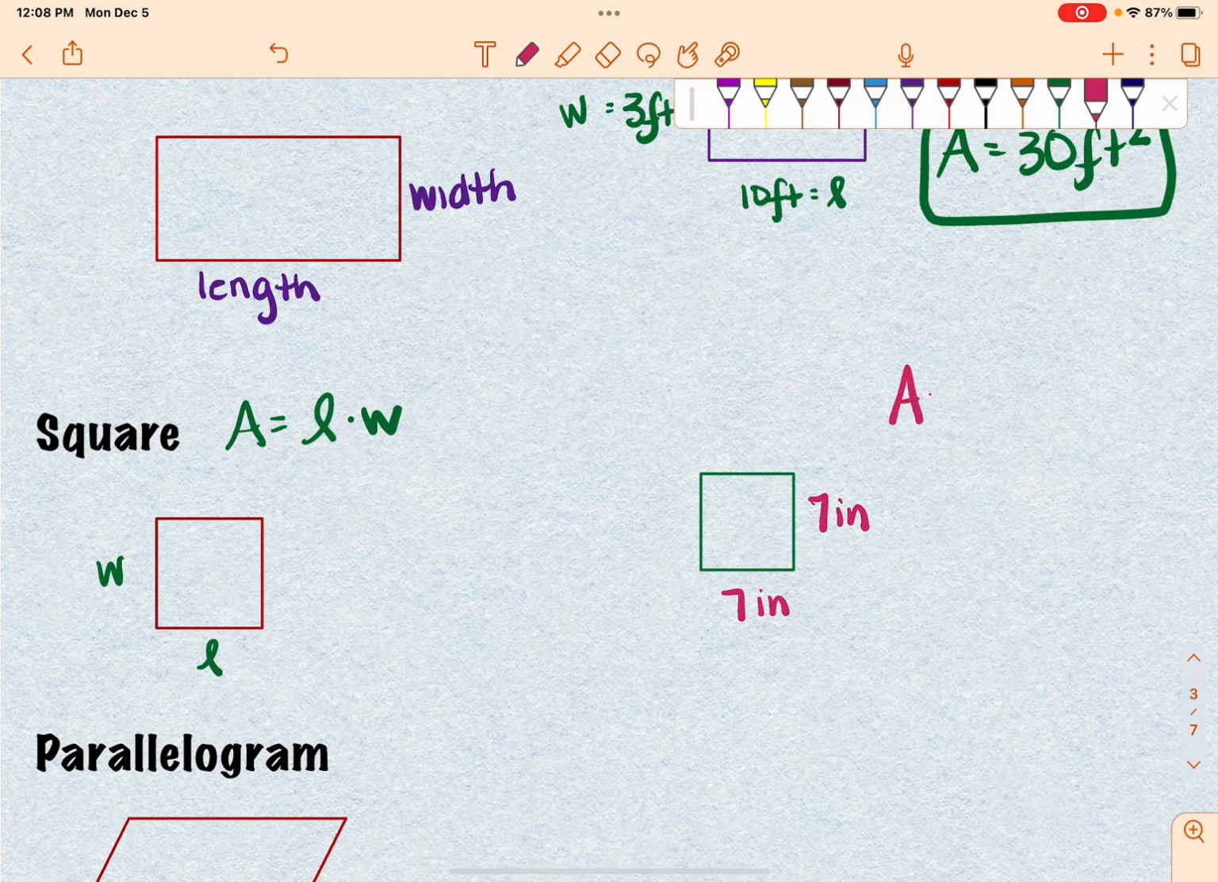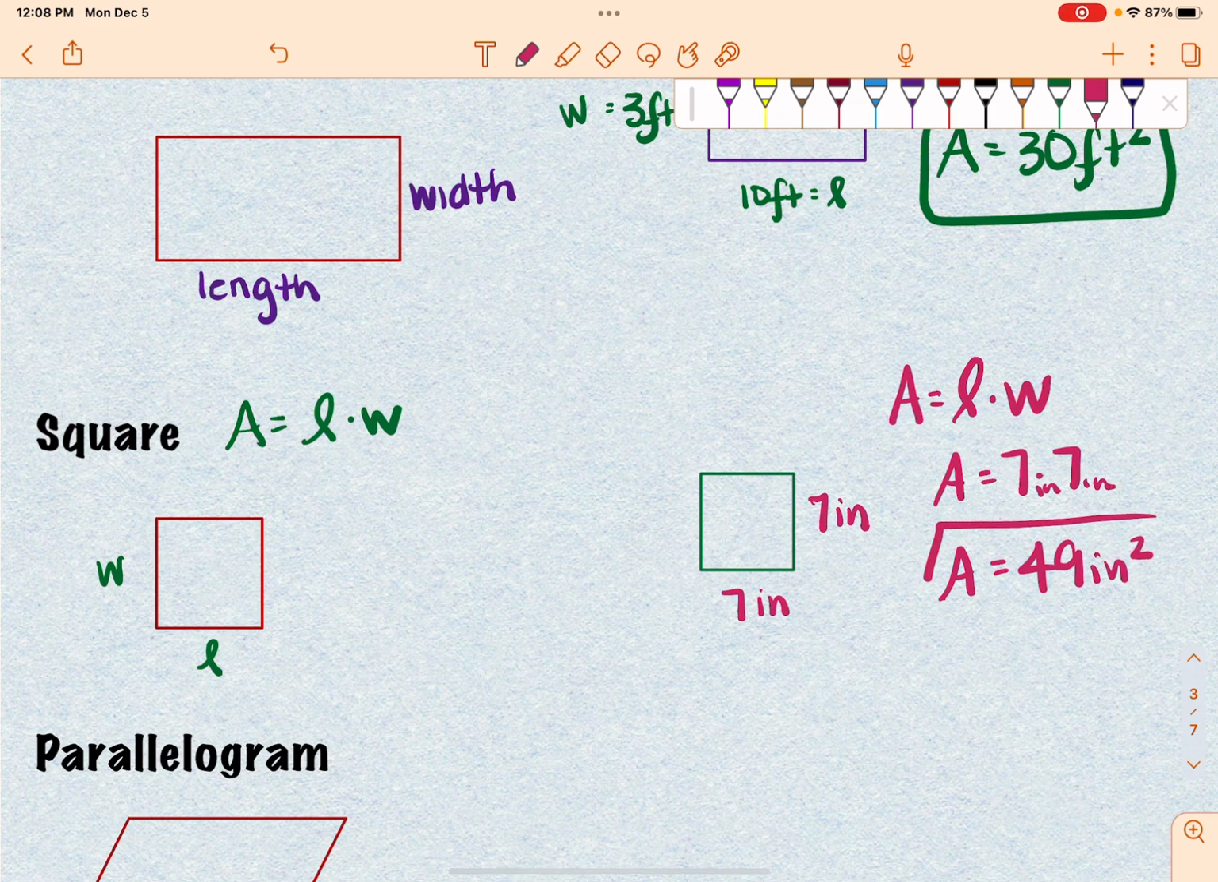So to do my area with my length times my width, it'd be 7 times 7, which will be 49, and these are both inches, so it's going to be inches squared.